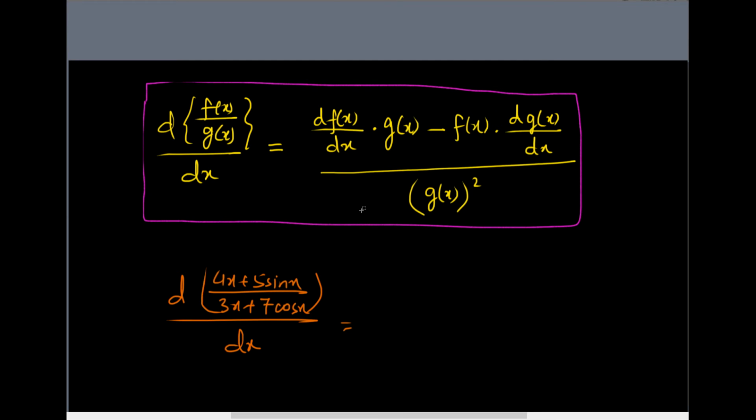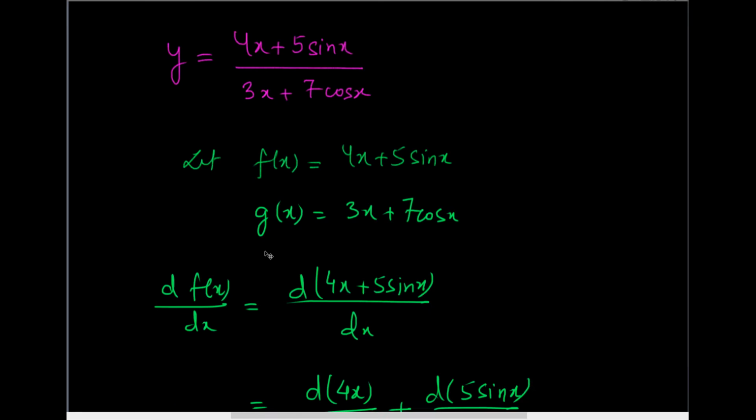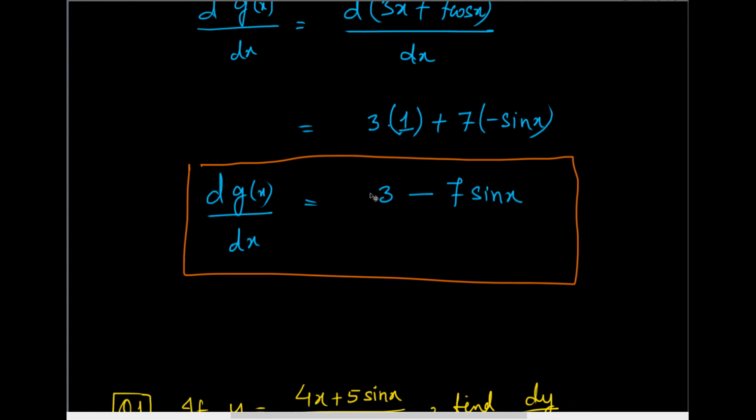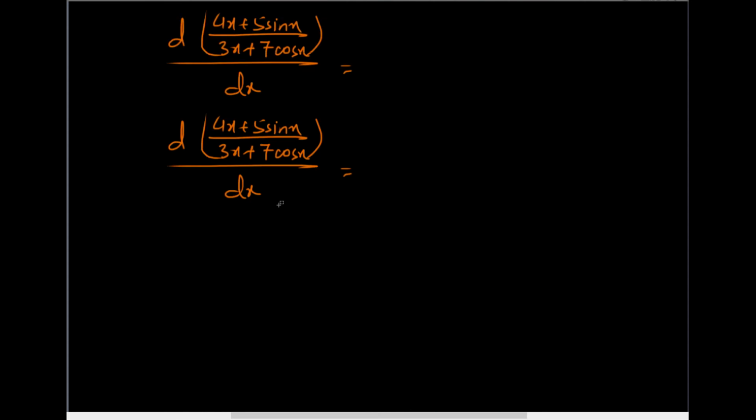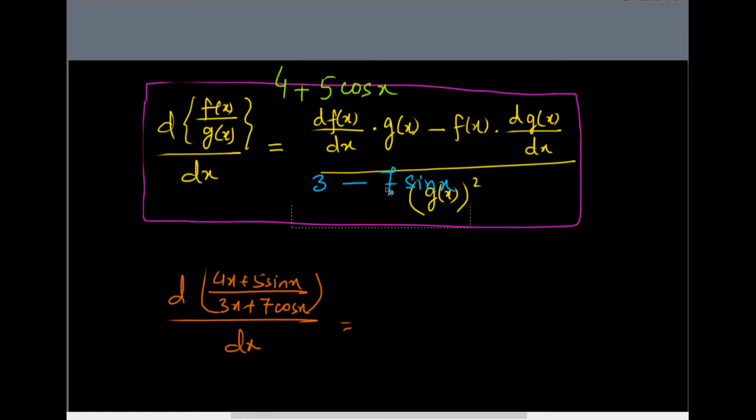So maybe we can just put it here somewhere. This is for f(x), 4 plus 5 cos x, and for g(x) we can say the derivative of g(x) is equal to 3 minus 7 sin x. So maybe we can just put 3 minus 7 sin x above this, so that we can understand. And now let's use it.